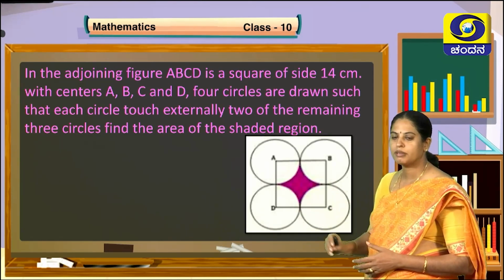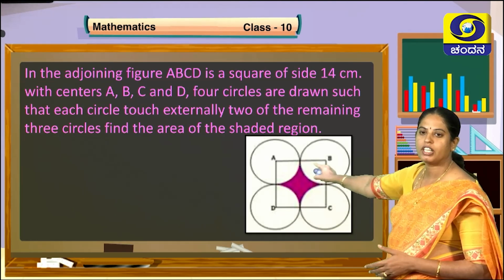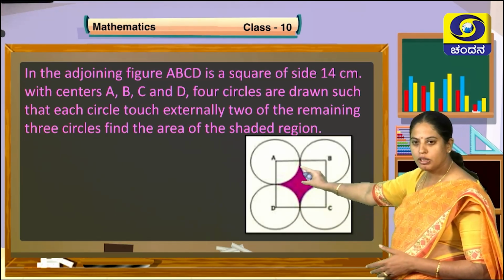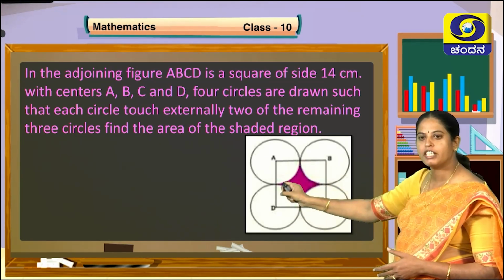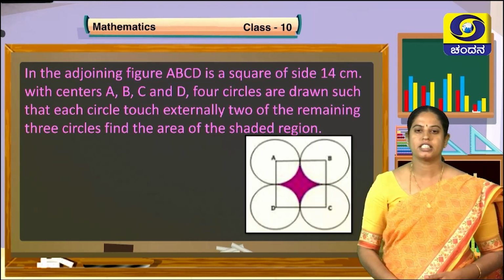So, observe what is the shape of those. Yes, you are right, they are the quadrants. Here we have 4 quadrants. If we remove the area of 4 quadrants from the area of the square, we are going to get the area of the shaded region.